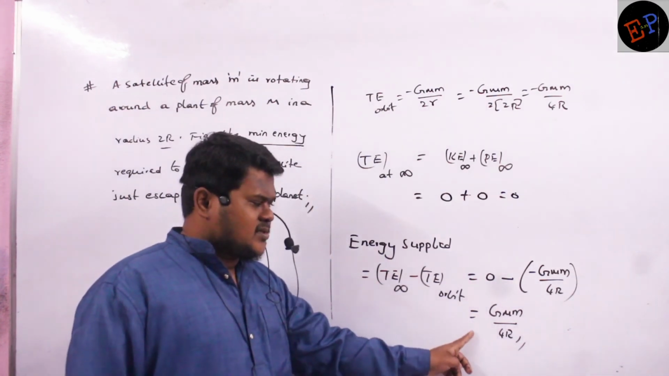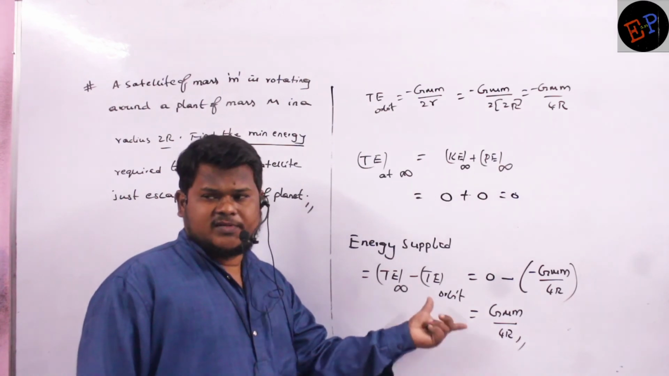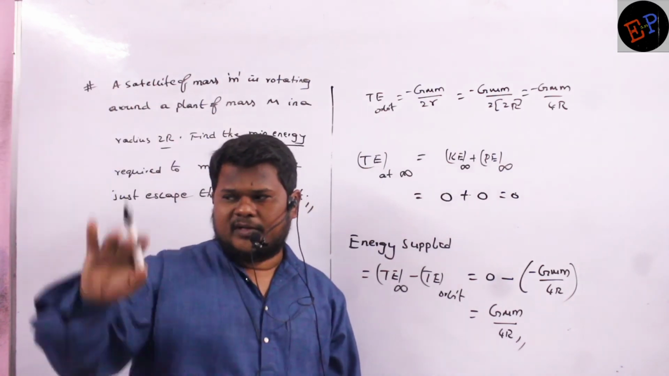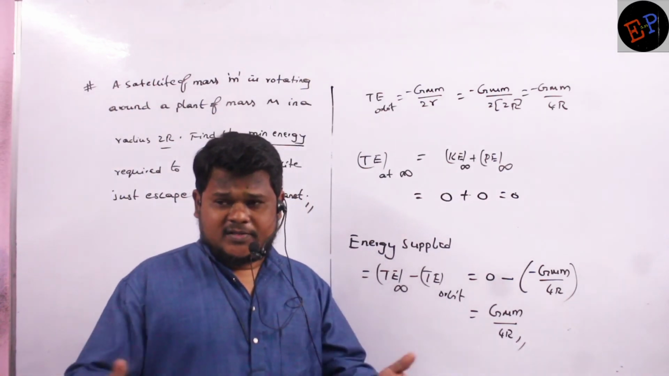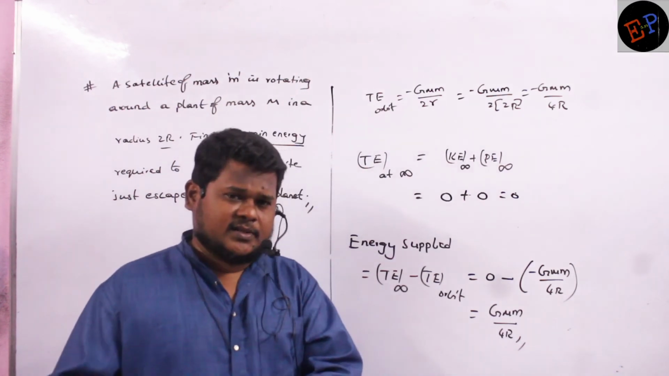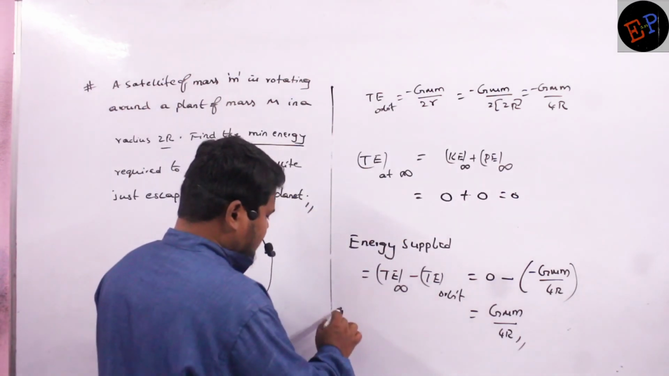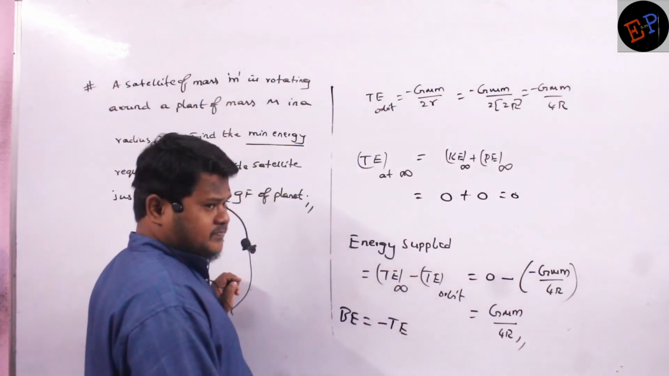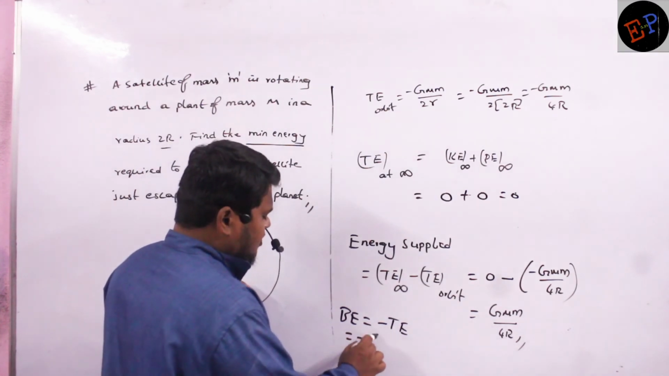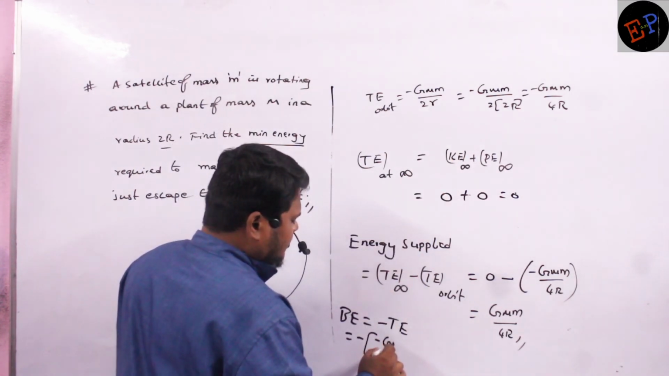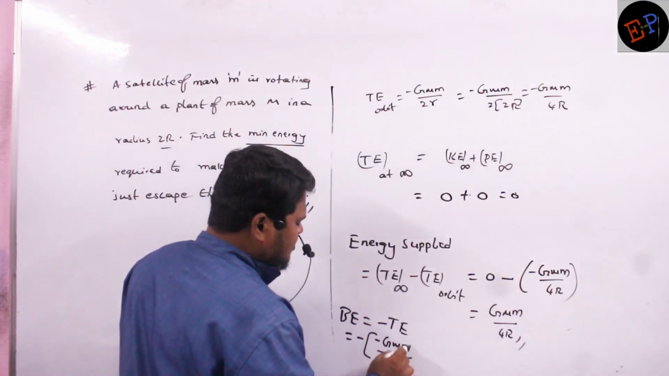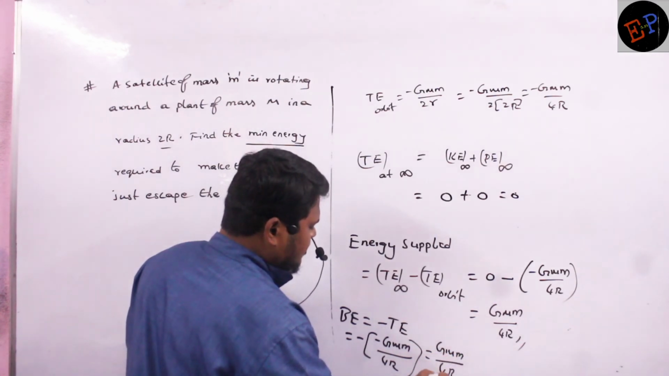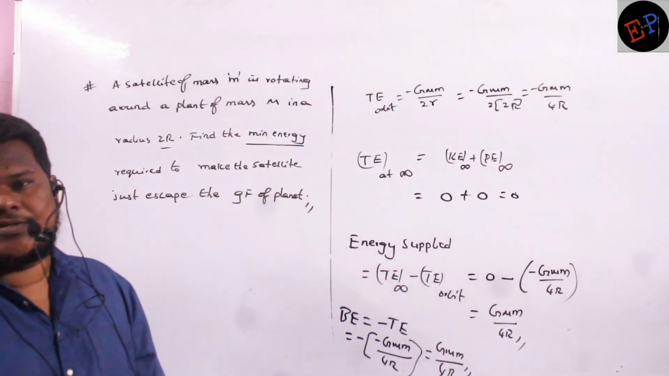And this energy is also called binding energy. What is meant by binding energy? Minimum energy required to send the satellite to infinity. That is binding energy. And what is the relation between binding energy and total energy? Just negative of total energy. So negative of, what is the total energy initially? Minus GMm divided by 4r. So minus of minus plus. So plus GMm divided by 4r. You can do it like this also. Understood? That's it.